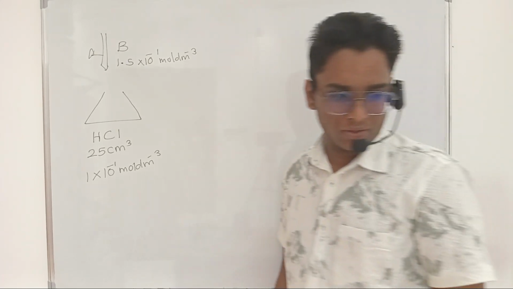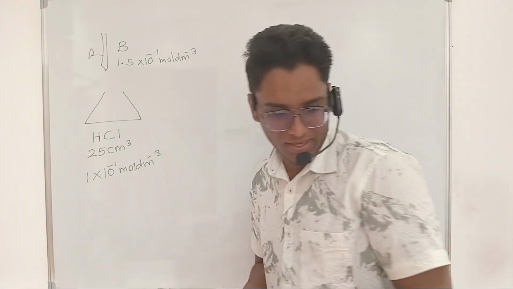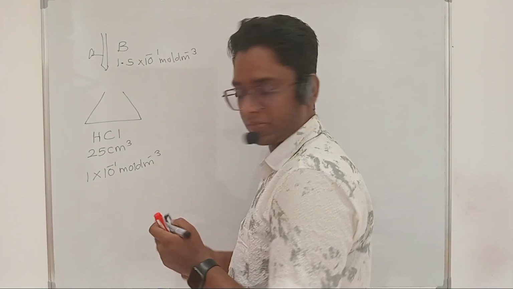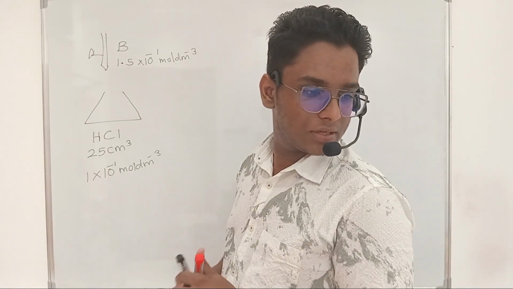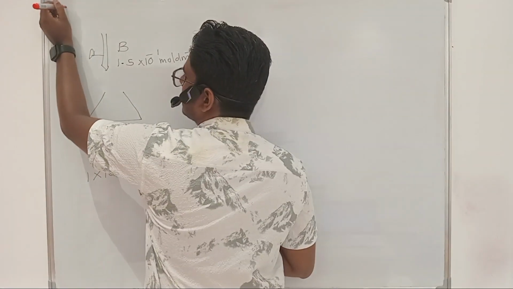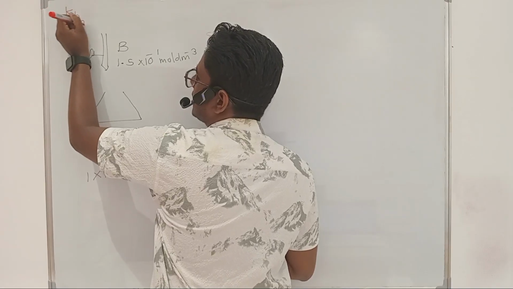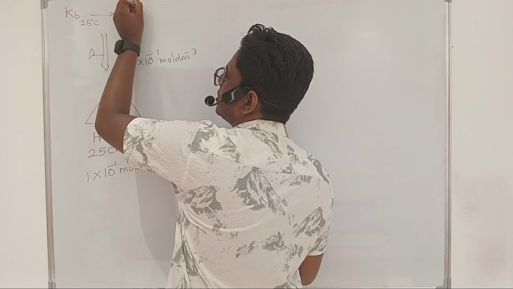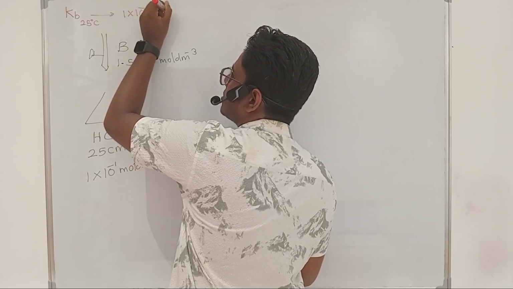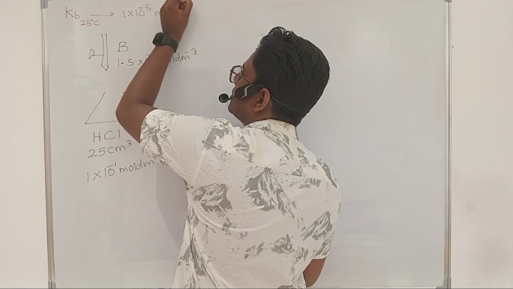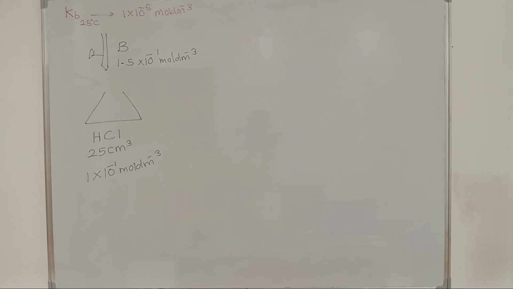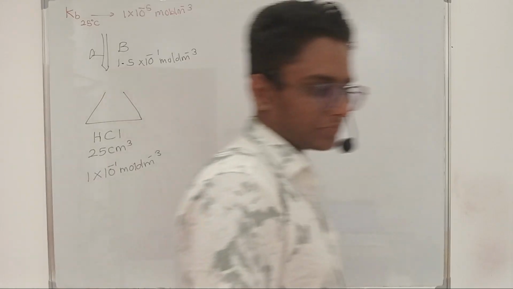Kb, they have given at 25 degrees Celsius. The value of Kb is 1 × 10⁻⁵ at 25 degrees Celsius, 1 × 10⁻⁵ mol dm⁻³. I hope you can all see this. Yeah, it's visible.